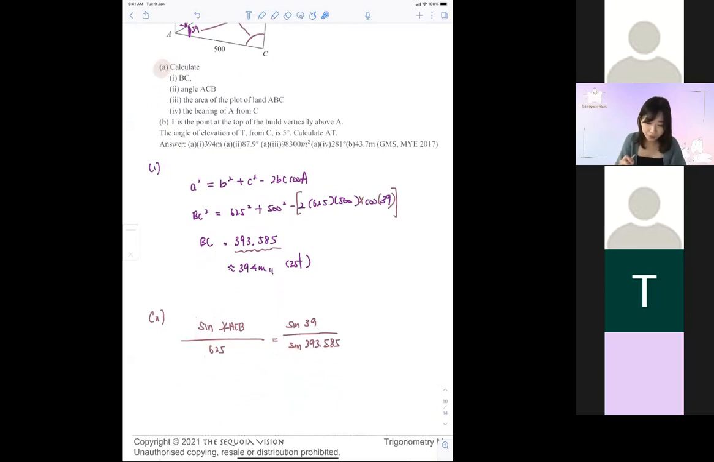All right, so hey, why put sine 2 times? Sorry, here got no sine. Okay, angle ACB is 87.918. Again, I put more decimals in case I need them later.